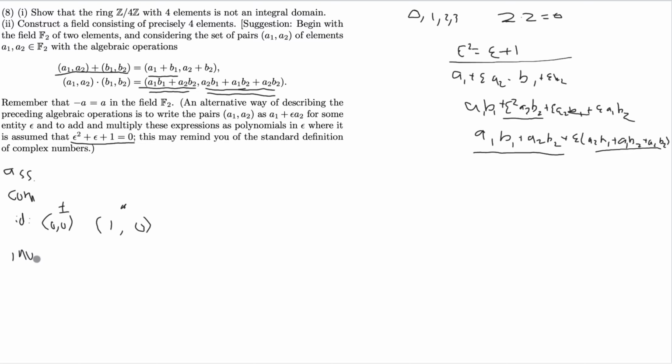So inverses. For addition, we note that A1 plus B1, we want that to equal 0, 0, but we'll recall that minus A is equal to A, so we simply let for any element A1, A2, its inverse be A1, A2 as well. Because when you add that to itself, you always get back 0, 0. So that's pretty fast. Finally, we're going to check the multiplicative inverses.